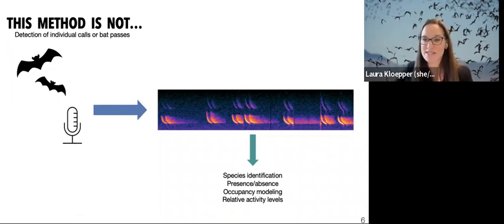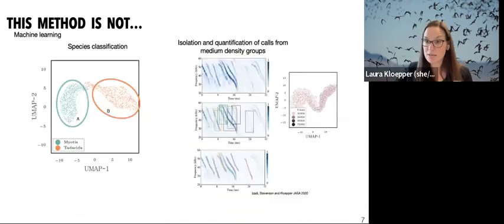Okay. Another important distinction of what this method is not: this method is not using any sort of machine learning. Okay. I love machine learning. It has fantastic applications. I use it all the time for the other arm of my research, which is trying to understand the echolocation behavior of bats in medium density groups, or trying to identify species from mixed aggregations.